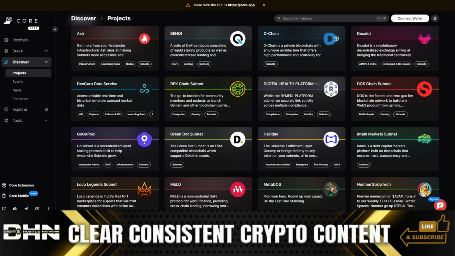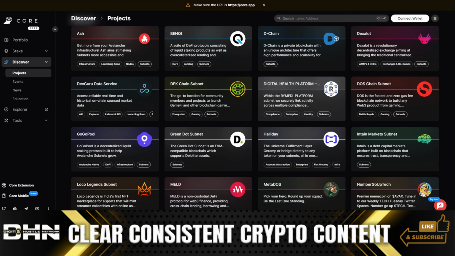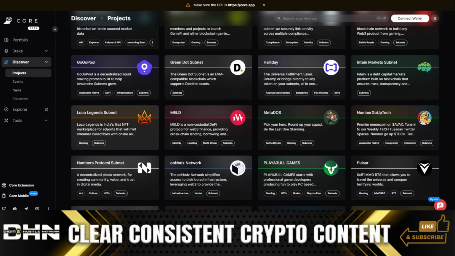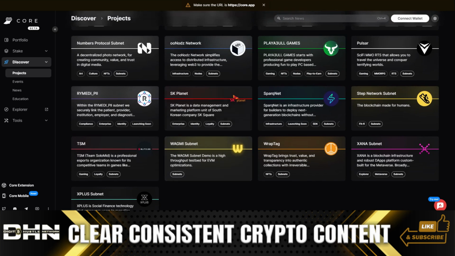But you can see here the different varieties of subnets that are being created. You have a digital health platform. I saw Local Legends, India's first NFT marketplace for esports, right? You have Dexalot, decentralized exchange. So these subnets are really being taken advantage of, guys. We've reported on a couple of these developments in the past. Like I know SK Planet. This story here is what really got me involved with Avalanche. I want to say this was almost 2 years ago when they set that up with SK Planet.